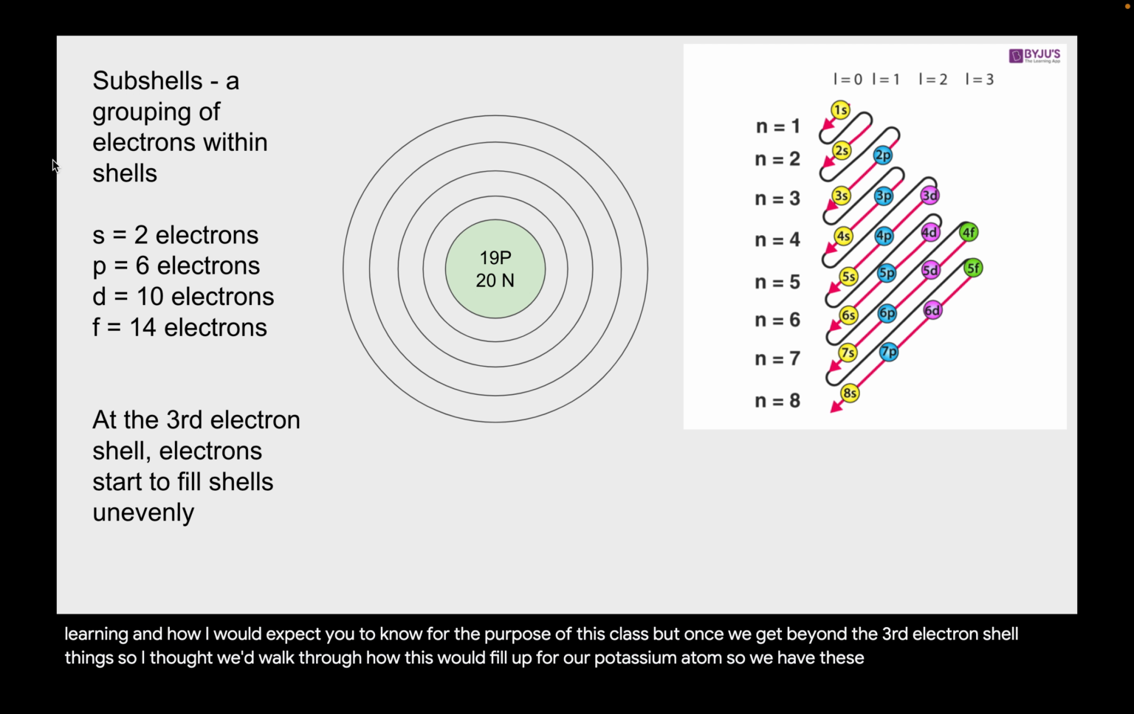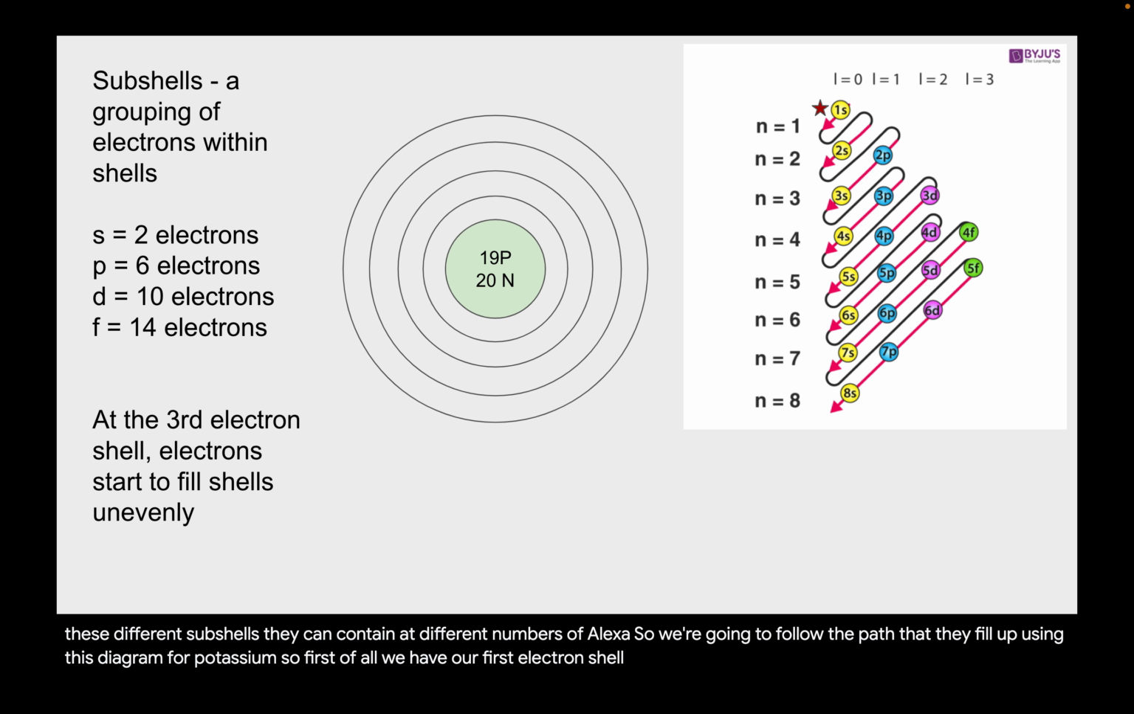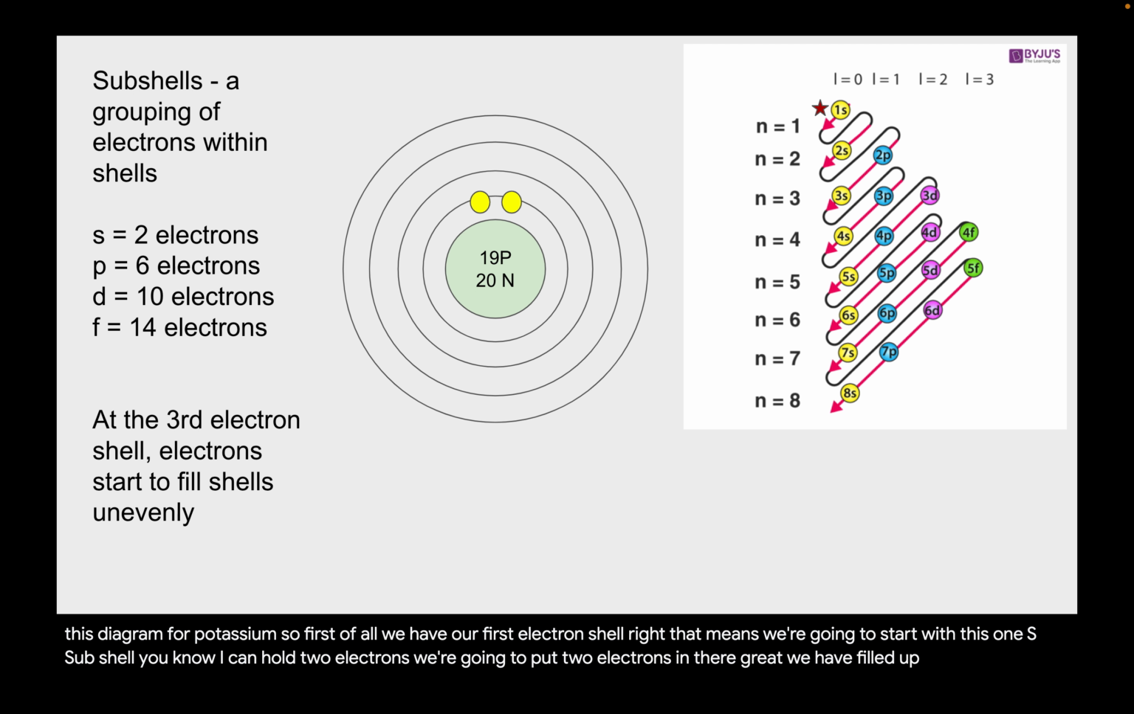So I thought we'd walk through how this would fill up for our potassium atom. So we have these different subshells, right? These different subshells, they can contain different numbers of electrons, right? So the S can have 2, the P can have 6, D is 10, and F is 14. So we're going to follow the path that they fill up using this diagram for potassium. So first of all, we have our first electron shell, right? That means we're going to start with this 1s, the S subshell. You know it can hold 2 electrons. We're going to put 2 electrons in there. Great. We have filled up that first electron shell.